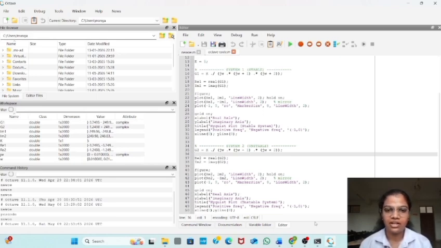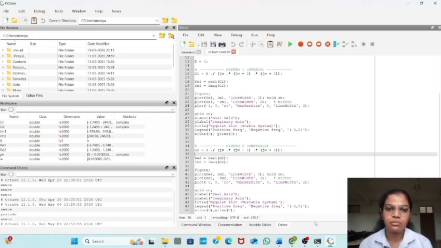Grid on. This command enables the grid for better visualization of the graph. Xlabel 'Real Axis'. This labels the x-axis as the real axis. Ylabel 'Imaginary Axis'. This line labels the y-axis as the imaginary axis.